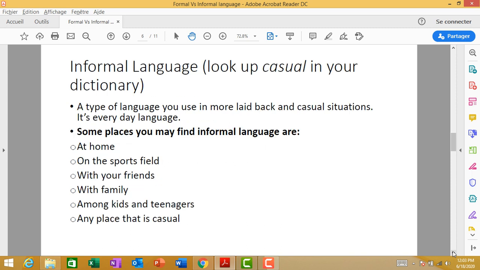Now let's look at informal language on the other hand. Informal language is what we call casual language. Like I said earlier, this is what we know as the natural way of speaking.